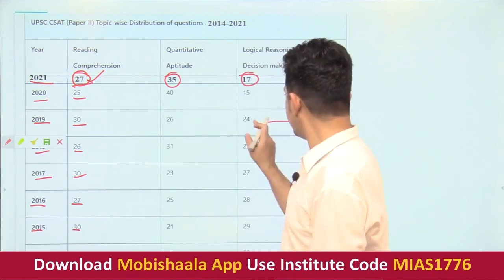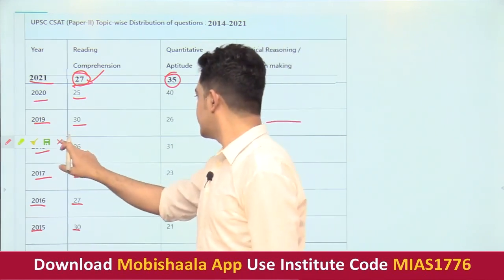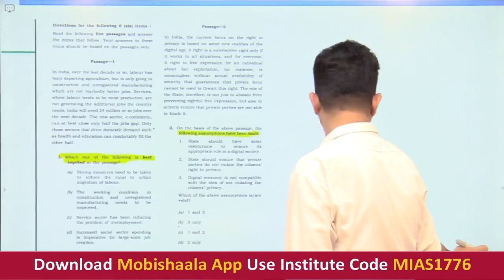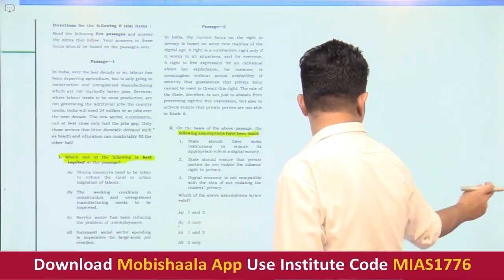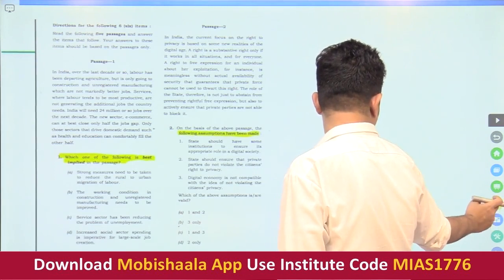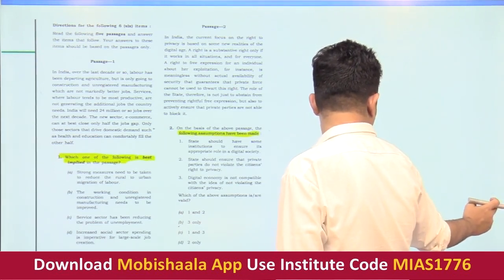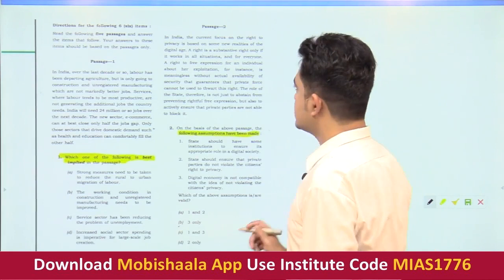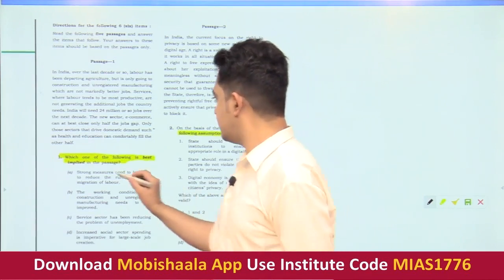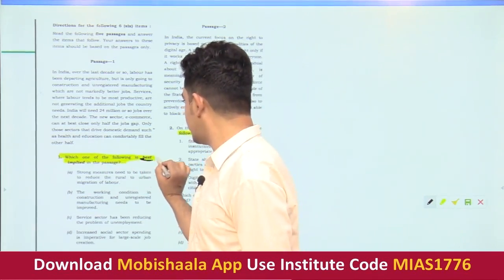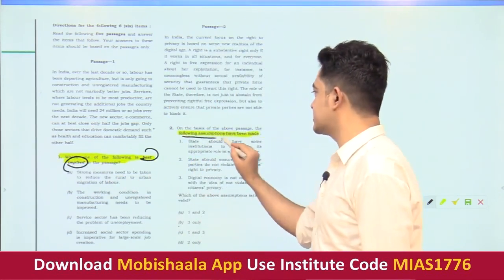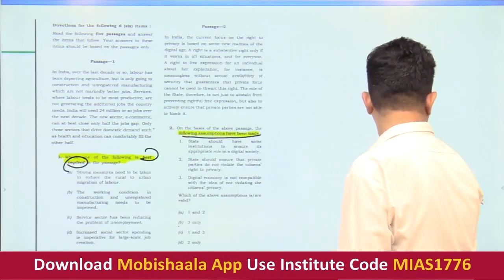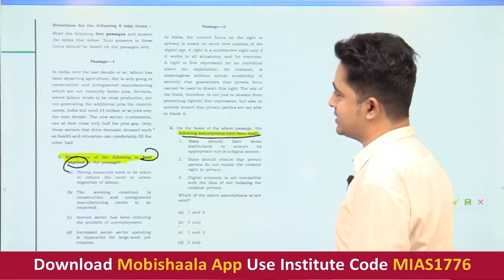Further moving, here it is. This passage was asked in 2020. As we can see, the question asked was what is best implied, and the second one is which of the following assumptions have been made. The questions are not like SSC and banking exams.